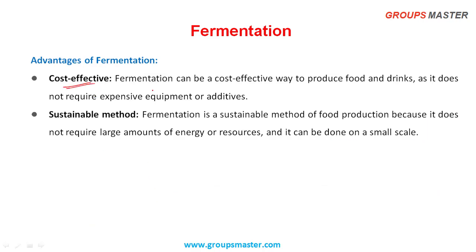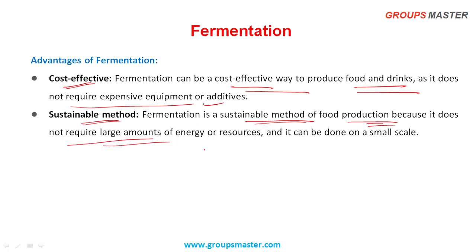Next advantage is cost effective. Fermentation can be a cost-effective way to produce food and drinks as it does not require expensive equipment or additives. Next advantage is sustainable method. Fermentation is one of the most sustainable method of food production because it does not require large amounts of energy or resources and it can be done on a small scale. ఈ విధంగా అడ్వాంటేజ్ ఆఫ్ ఫర్మెంటేషన్ ని ఎక్స్ప్లెయిన్ చేయొచ్చు.